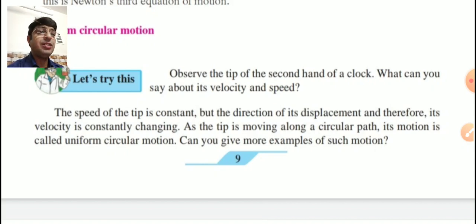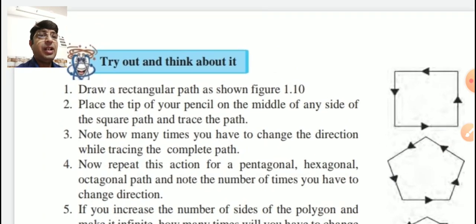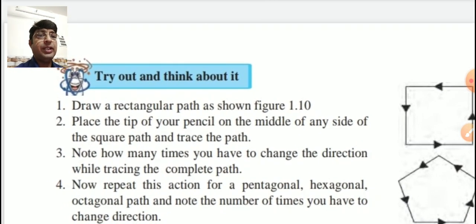Can you give more examples of such motion? So you try to find out a few more examples. Now try out and think about it.